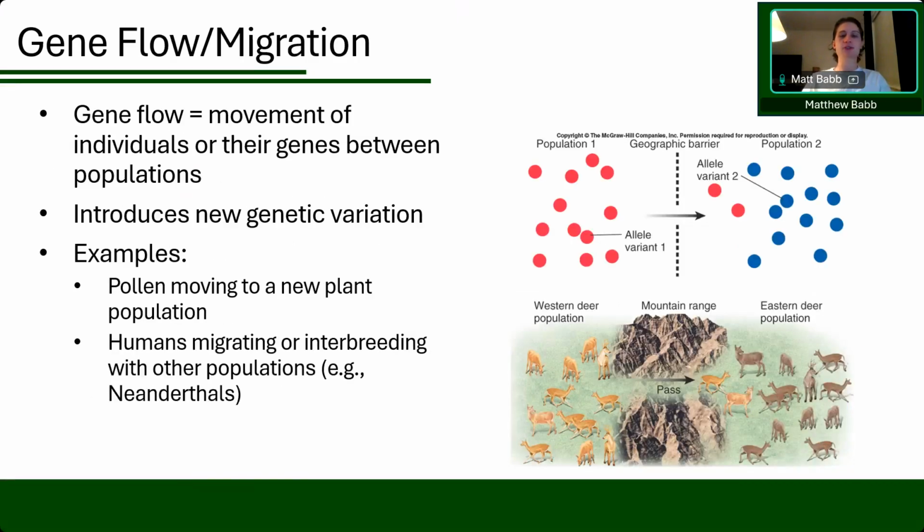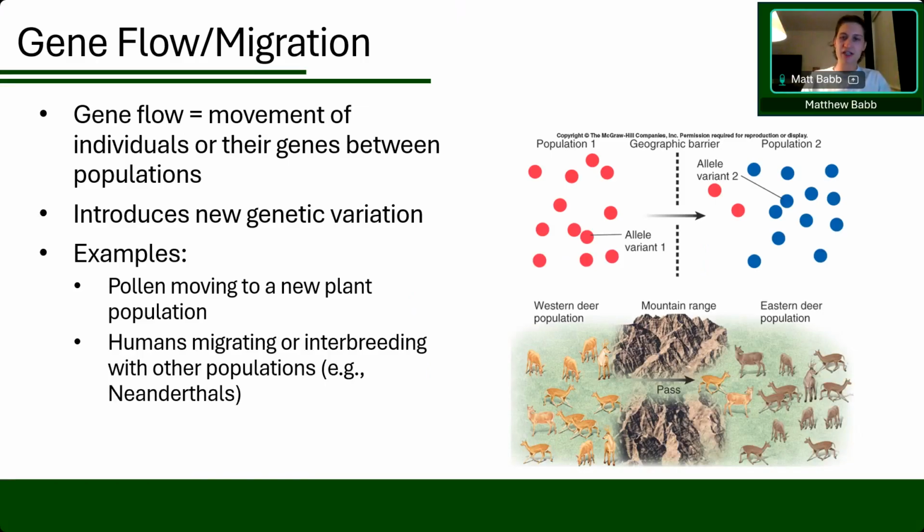The next mechanism is gene flow, also called gene migration. This is when individuals or their genes move from one population to another. This introduces new genetic variation, which evolution can then act upon. For example, pollen can travel to new plant populations, or humans can migrate and interbreed with other groups.